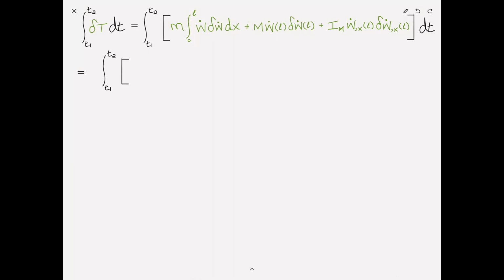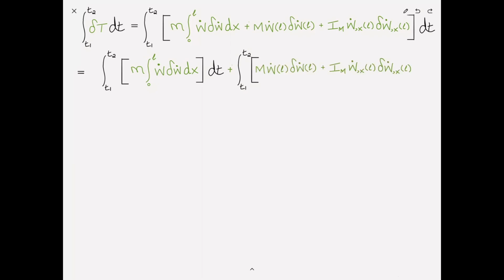So this can be written as the integral from t1 to t2 of this first term, dx dt, and then separately the rest of it, plus the integral from t1 to t2 of the rest of it, dt. Okay, no great mystery there. What do we need to do next? We need to flip the order of the integration here.